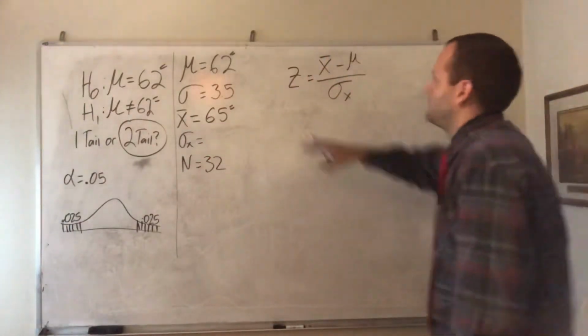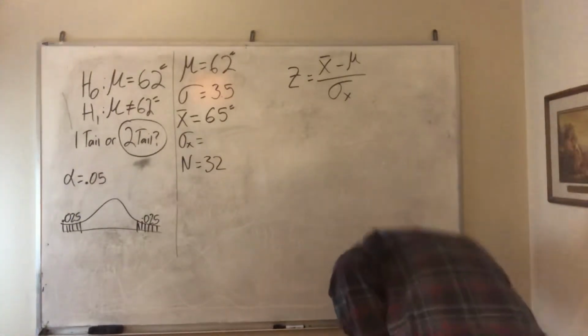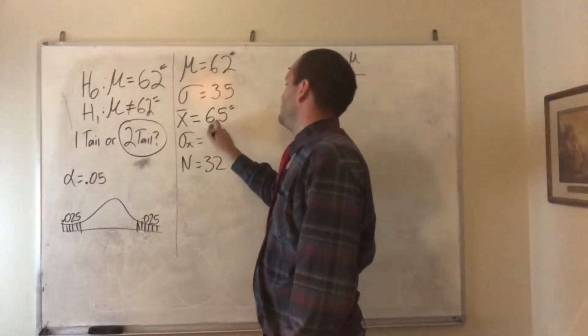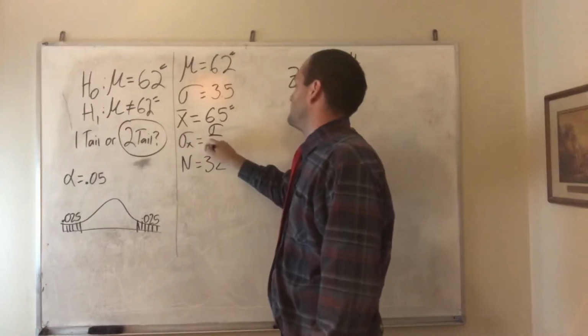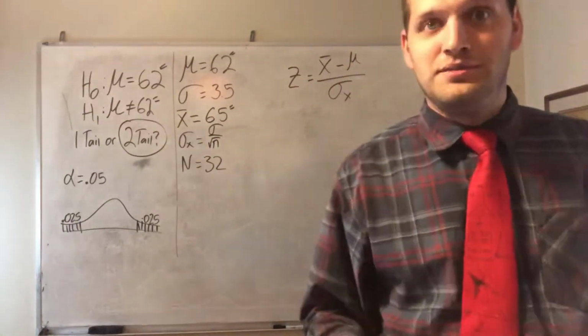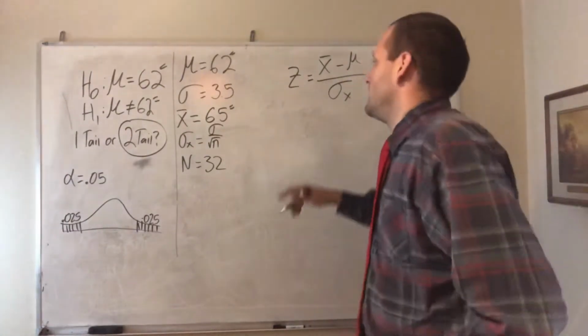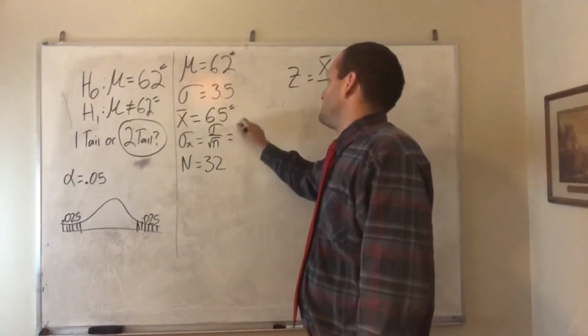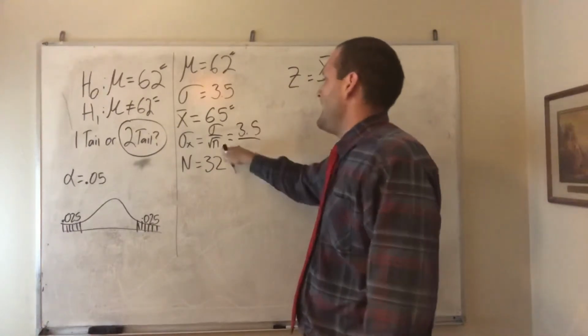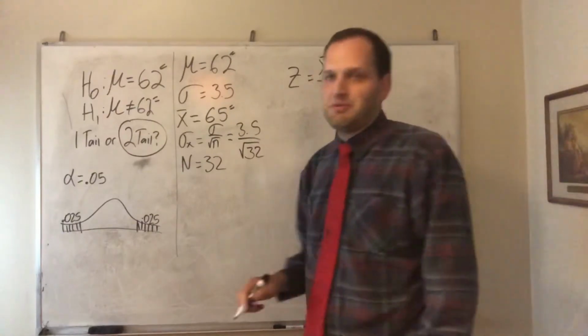Okay, let's go through and calculate our sample standard deviation. So our sample standard deviation is the standard deviation divided by the square root of n. Guys, you can pause if you need to and write stuff down. Or rewind and listen to me say it again. Standard deviation is 3.5. N was 32. Remember, n is how many people I had in my sample.